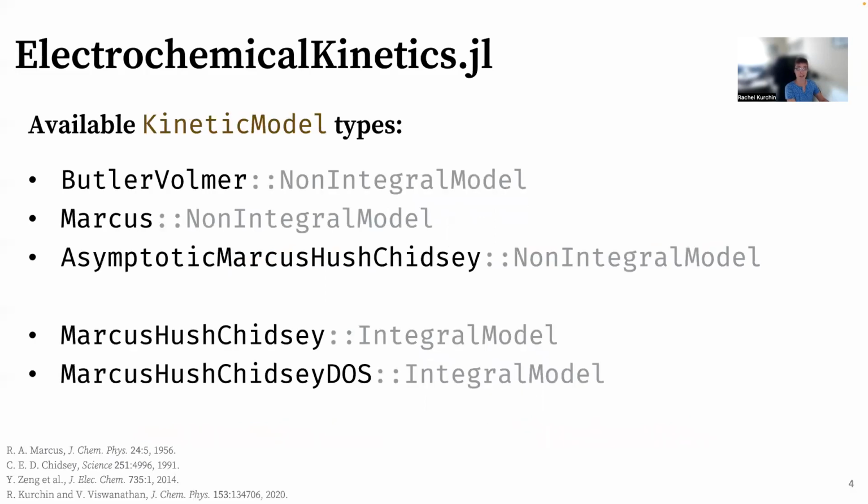There's a number of different models available. So there's a few very conventional ones that a lot of electrochemists would have heard of, such as the Butler-Volmer model or the Marcus theory, as well as some more sophisticated ones, such as the Marcus-Hush-Chidsey model, and a variant of it that I introduced a couple of years ago that incorporates the density of states, or the DOS, of the electrode. And some of these models require computation of an integral. And so they have a different subclass of this kinetic model as compared to Butler-Volmer and Marcus, for example, that don't require computation of an integral in order to evaluate the forward rate constant.